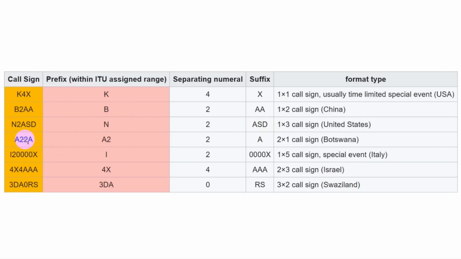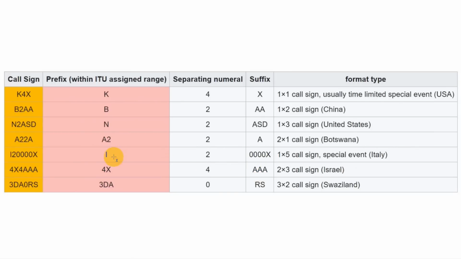Now let's look at A22A. The prefix is A2, and the separating numeral is 2, and then there's an A. So this would be considered a 2-by-1 call sign. Here's a special event call from Italy, I2 four zeros and an X. A 1-by-5 call sign, which is a special event in Italy. And here is 4X4AAA. Well, the prefix is 4X, and the separating numeral is 4, and then AAA gives you the Israeli call sign.